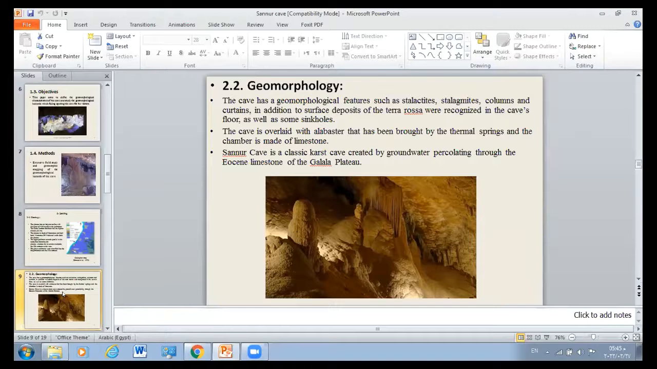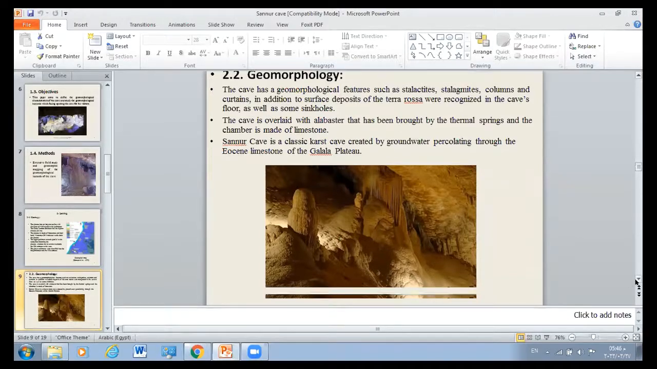Sannur Cave is a classic cave created by groundwater percolating through the Eocene limestone of the Galala Plateau. Eocene limestone may be around 40 or 50 million years old, with some interbedded shells. And this is a photo of stalactites and stalagmites and some columns.